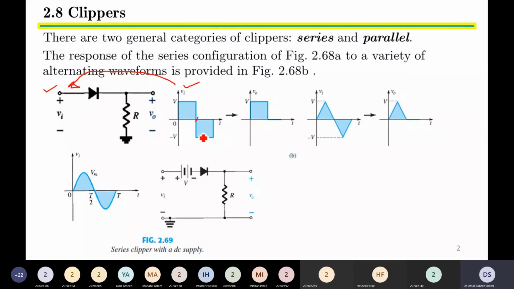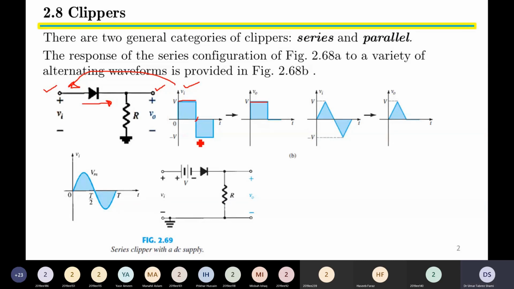So from 0 to time pi or time T by 2, where we have positive V, this positive V will pass through the diode, because the diode will allow forward bias, it will allow the positive voltages to pass through it, and this voltage will be available across V out.